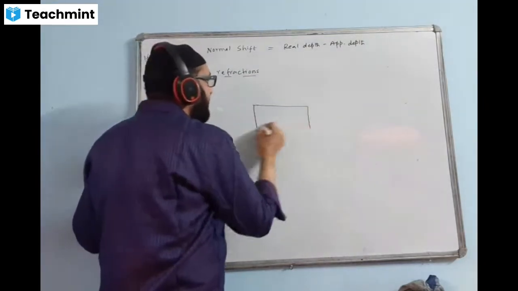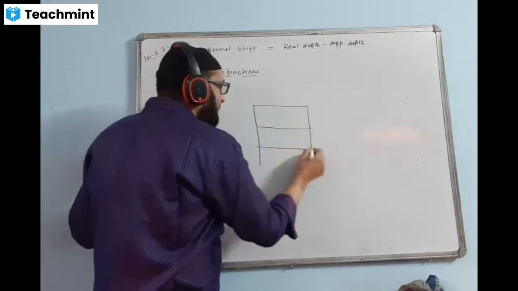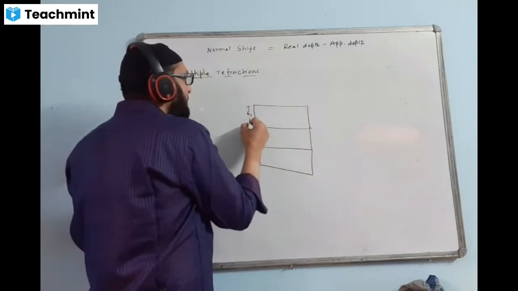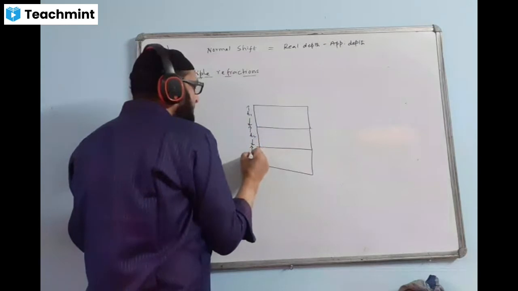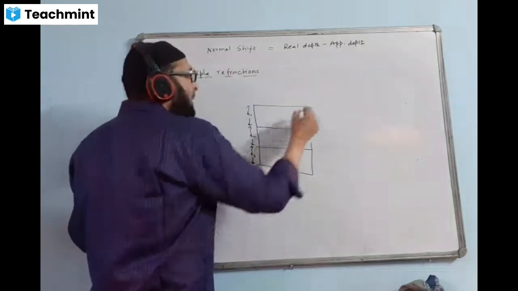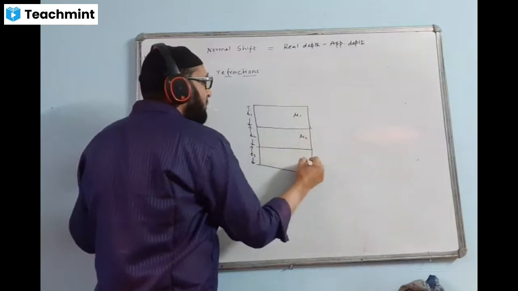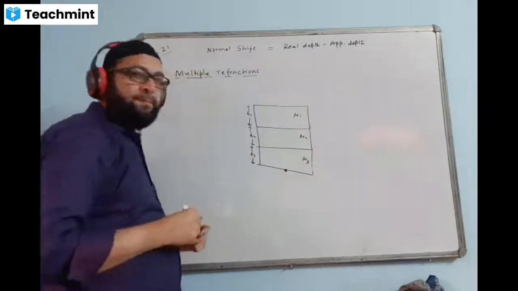Maybe this is one refracting surface, this is another one, this is another one, like this, different. Suppose the thickness of this one is T1, the thickness of this is T2, the thickness of this is T3, the refractive index of this medium is mu1, of this is mu2, this is mu3, and the object lies here, suppose here.